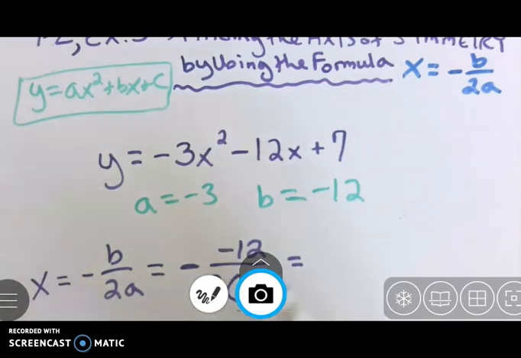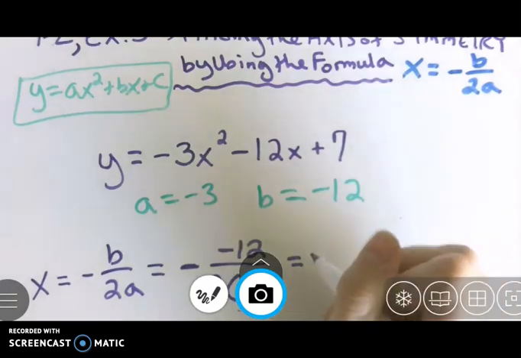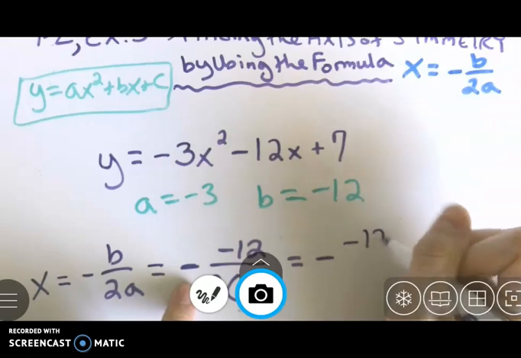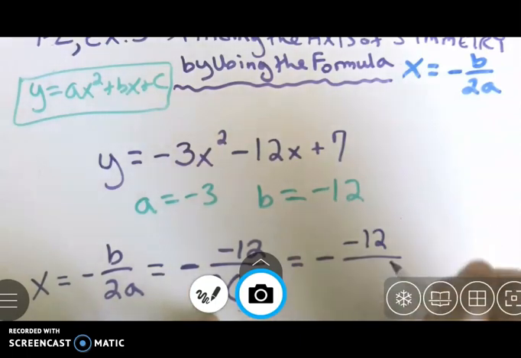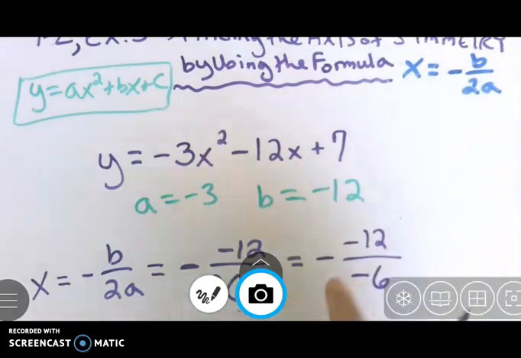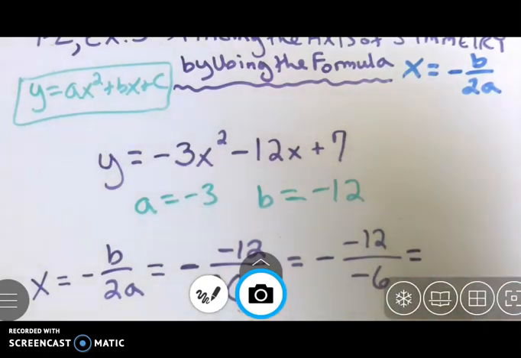And the reason why is, watch this, if I have a negative divided by a negative, that equals what? A positive. Then a positive times a negative will give me negative. So how would I rewrite this? I write my first negative, and now I'm just going to simplify. Negative 12 over 2 times negative 3 is negative 6. And then we would look at this as opposite of negative 12 over negative 6. So then let's just simplify and see what happens.